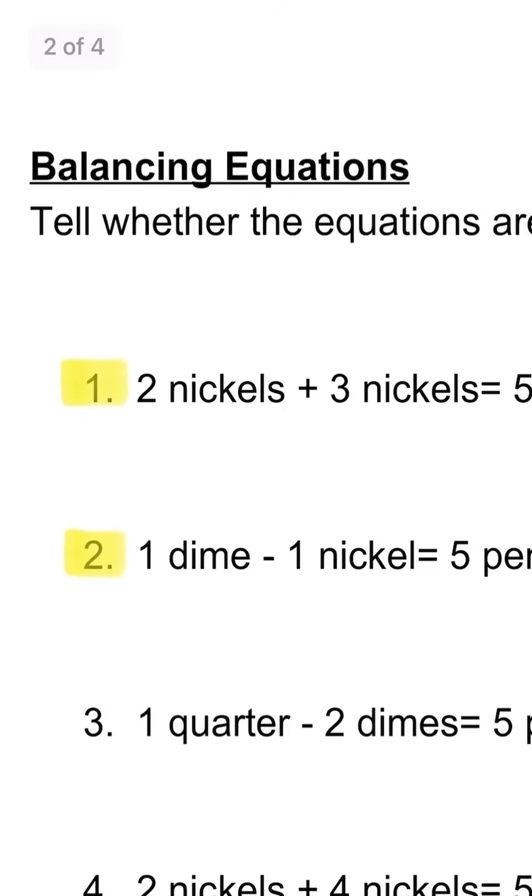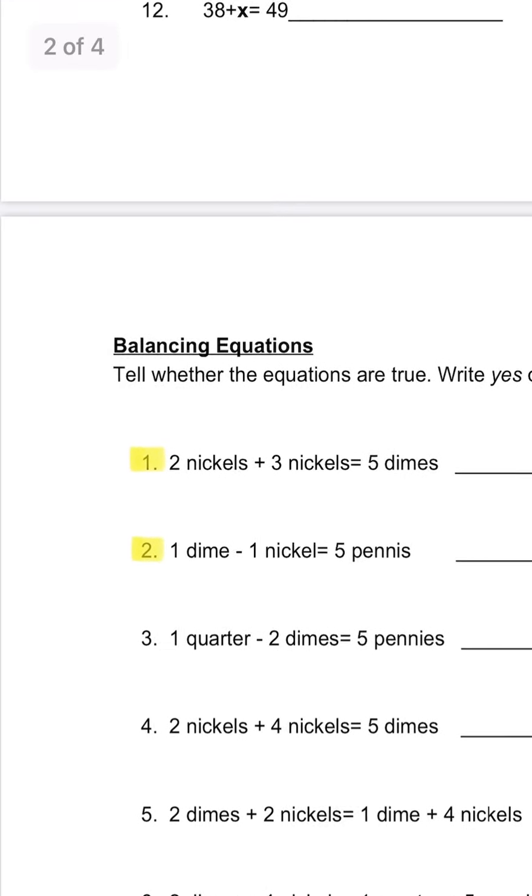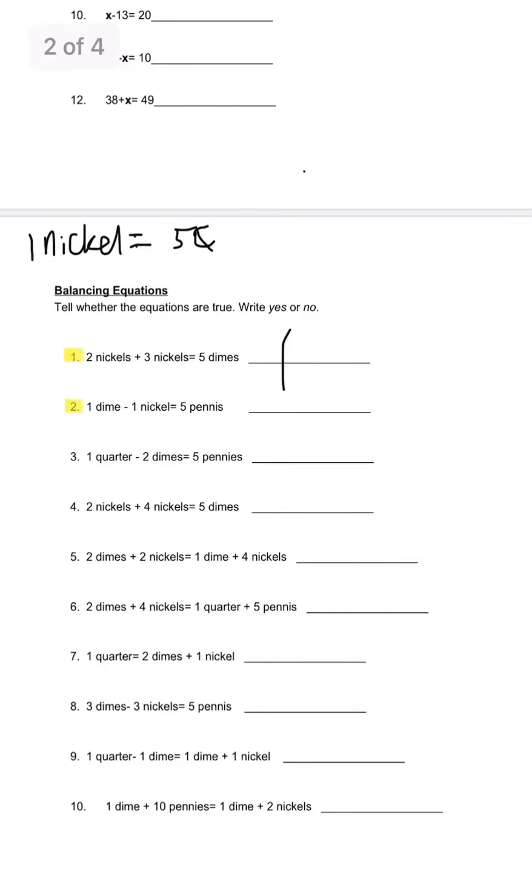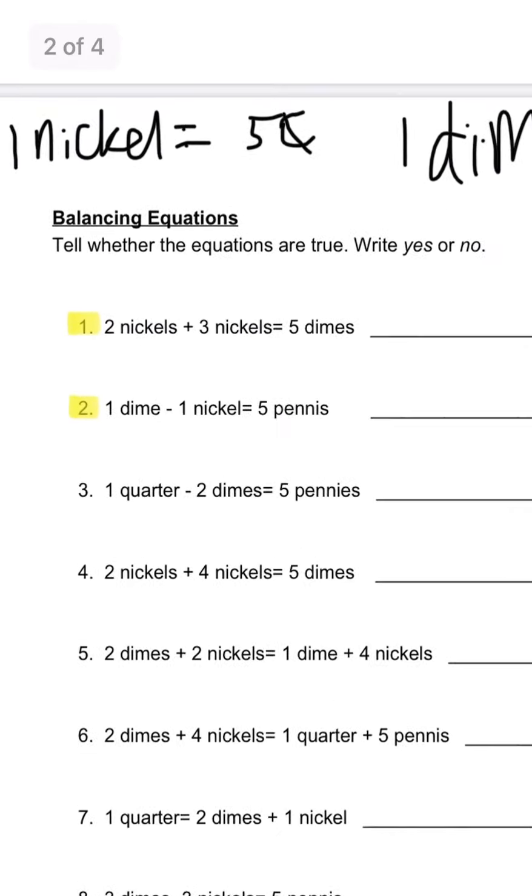I'm going to write a chart up here for you guys. 1 nickel equals 5 cents. And 1 dime equals 10 cents. Okay, so you guys should memorize that. So I'm going to go ahead and solve the problem now.